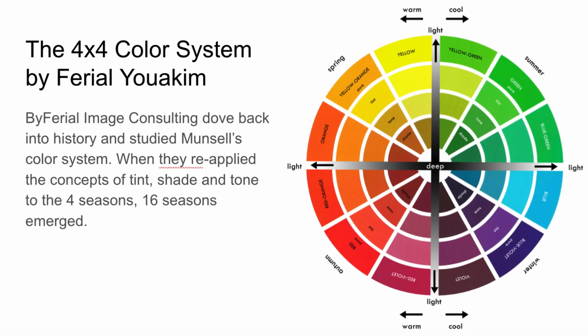So then comes the 4x4 color system, and this was created by Ferial Youakim. Her company is called By Ferial Image Consulting, and she went back to the Munsell color system and reapplied it to the 12 seasons and created 16 seasons. So now every single season has a tint, a shade, a tone, and so on. And so now we have 16 seasons.